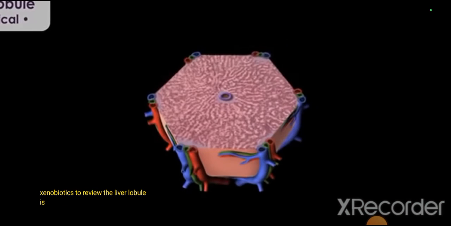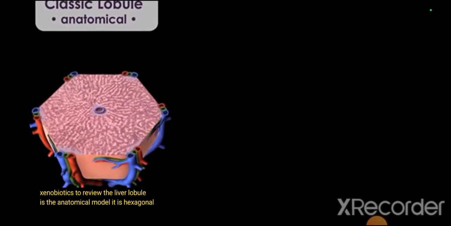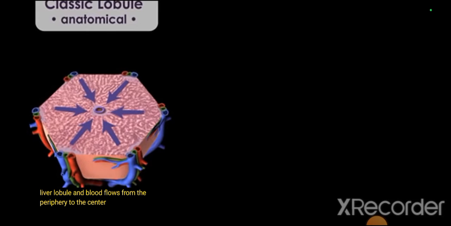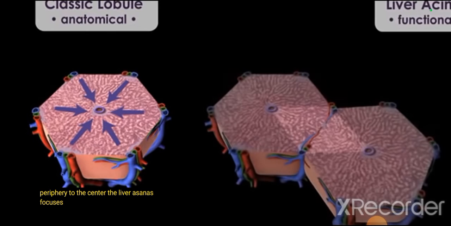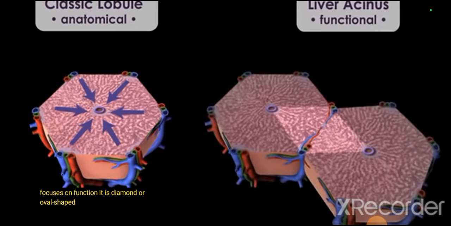To review, the liver lobule is the anatomical model. It is hexagonal in shape. It involves one anatomical liver lobule, and blood flows from the periphery to the center. The liver acinus focuses on function. It is diamond or oval shaped.